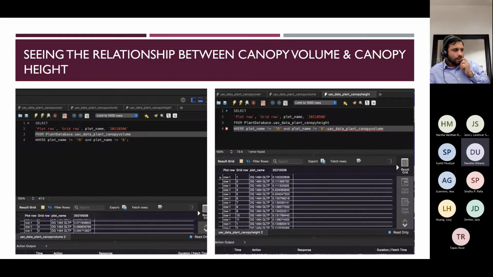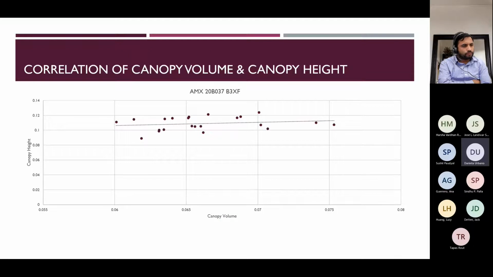And I wanted to see the relationship between canopy volume and canopy height. So I put the grid row, the planting date and the name, and the only date I wanted to see was May 6th. I did the same process. I also specified that I did not want to see the borders, and I copied and pasted over here to the canopy height, and my results were this.